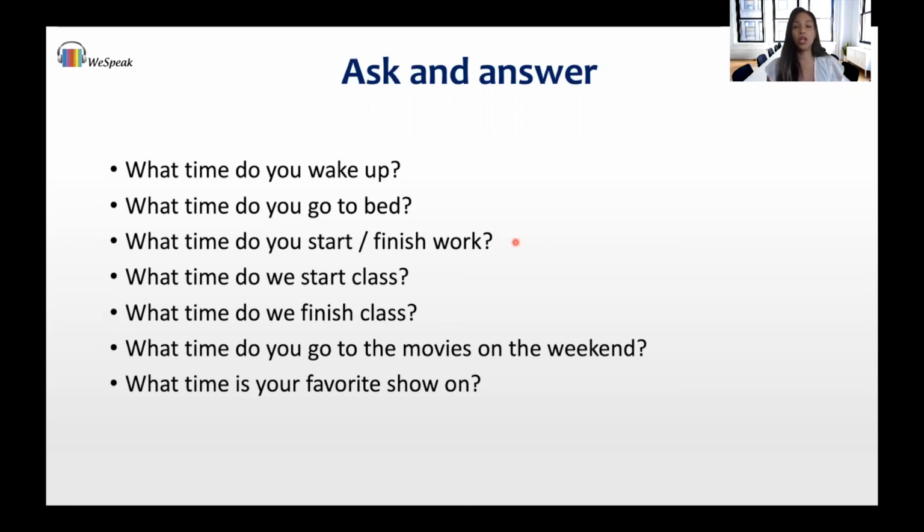What time do you start work? Well, I start work at 9 o'clock. And I finish work at 7 or 8 p.m. What time do we start class? We start class at 10:30. What time do we finish class? We finish class at 11:30.